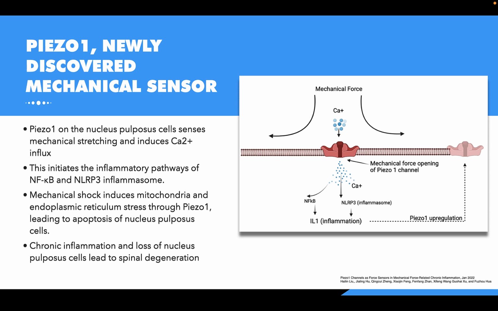So Piezo1 on the nucleus pulposus cells senses mechanical stretching, induces the calcium influx, again initiating these two nuclear factor kappa B and NLRP3 inflammasome pathways, leading to the release of IL-1. Mechanical shock induces mitochondrial and endoplasmic reticulum stress through Piezo1, leading to the apoptosis of the nucleus pulposus cells. Chronic inflammation and loss of nucleus pulposus cells leads to disc degeneration.